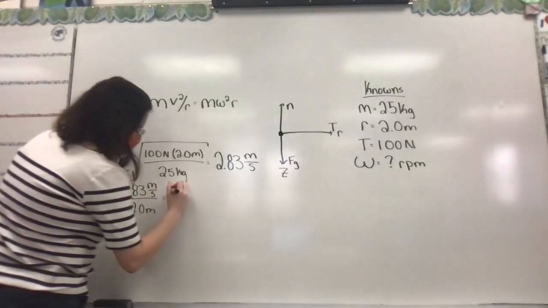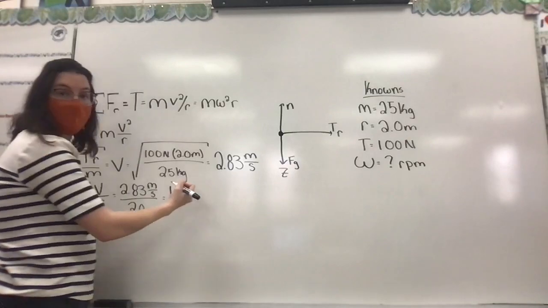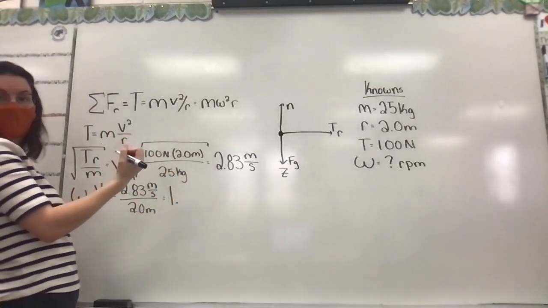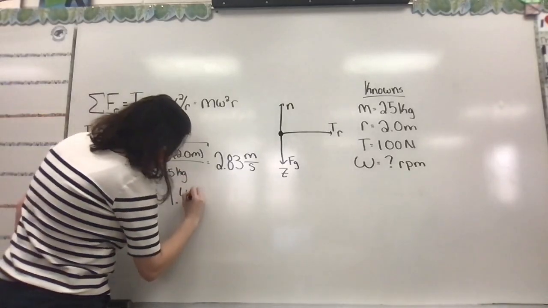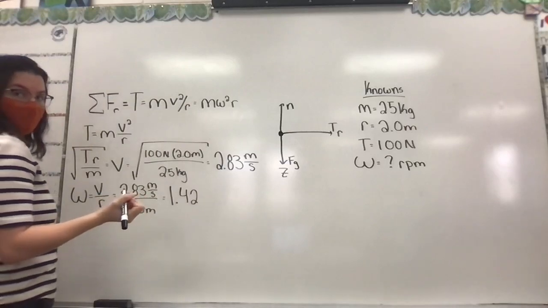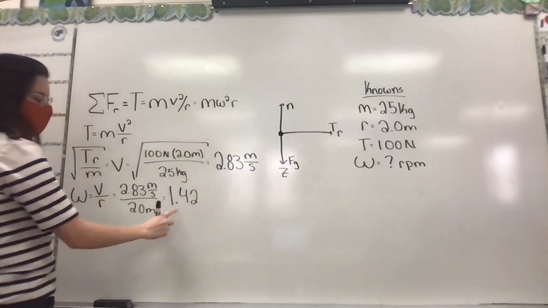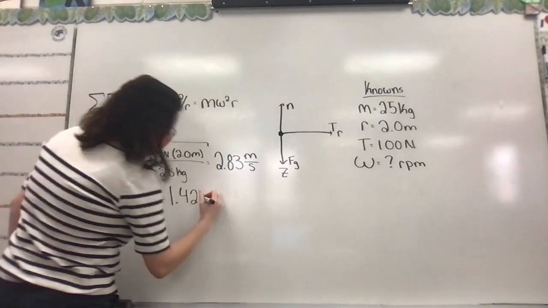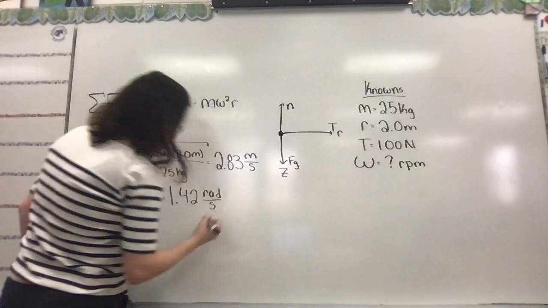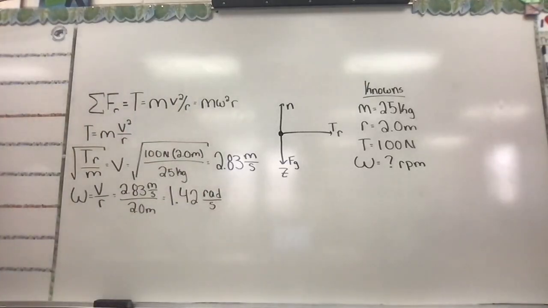1.42. Did everybody else get 1.42? Yeah? What are the units? We're not at RPM yet. What do we always get as our base units? Radians per second. Yes, radians per second, but we want it in RPMs, right? So don't you just multiply by 180 over pi? I mean, you don't even have to do that.